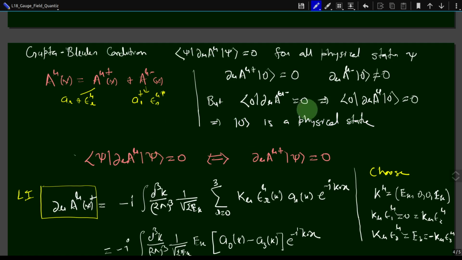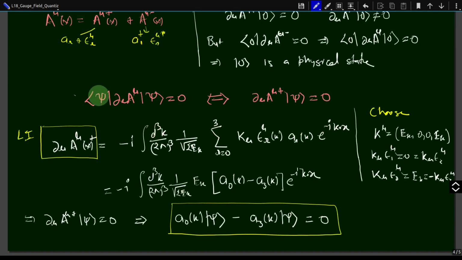Now the way we did the computation, it is pretty clear that between any two other states psi, demanding that the del mu A mu matrix element between these two states is 0 is similar to demanding that del mu A mu plus acting on psi equals 0. Because if this acts on the right hand side, then the dagger of this will act on the left hand side. So del mu A mu is nothing but this plus its dagger. One acts on the right hand side giving me 0, and the dagger acting on the left hand side will give me 0.